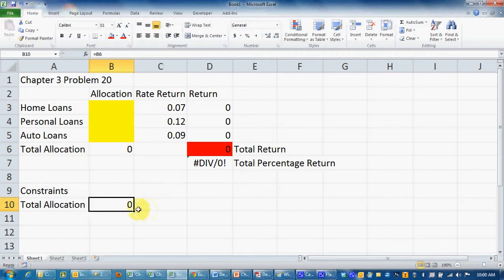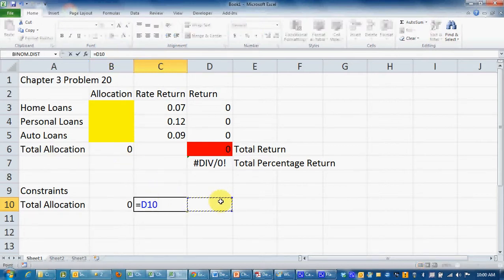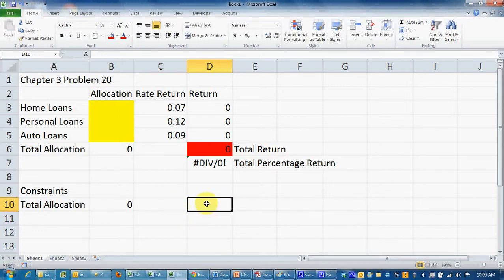So the total allocation, this B6 number, must be 1 million. Oops. I just want an equal sign in there. It doesn't like it when I do that, so we're just going to go. That's 1 million, and for me to put the equal sign here, it doesn't always like that. Oh, let me do it.